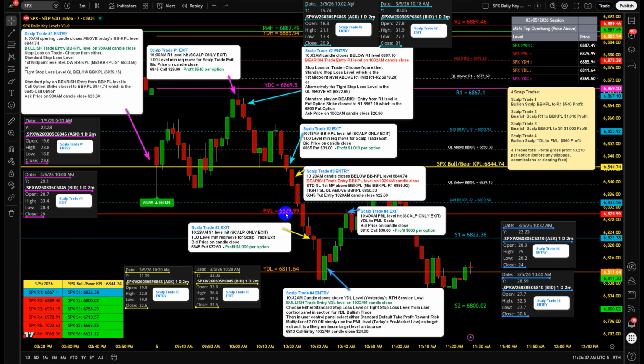As you can see here, it hits PML, and these are kind of blocking all these other candles, but as you can see, it actually went all the way up a little past this midpoint here above PML before dropping back down. Okay, so that's the 10:40, 68.10 call, $30.60 bid, profit $6.60 per option.